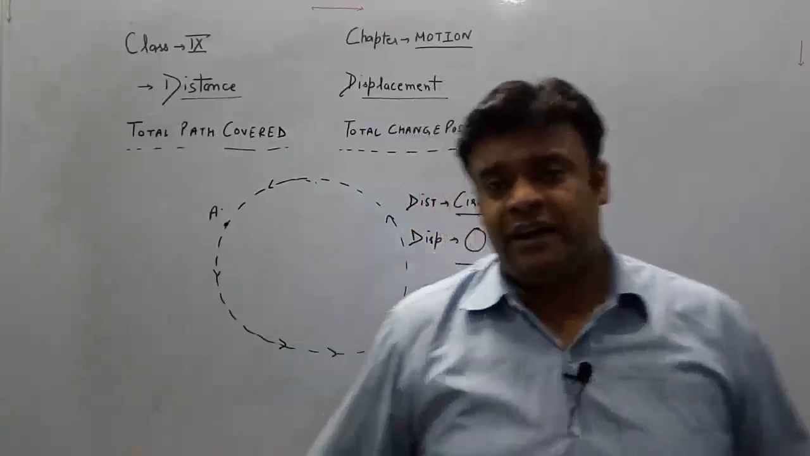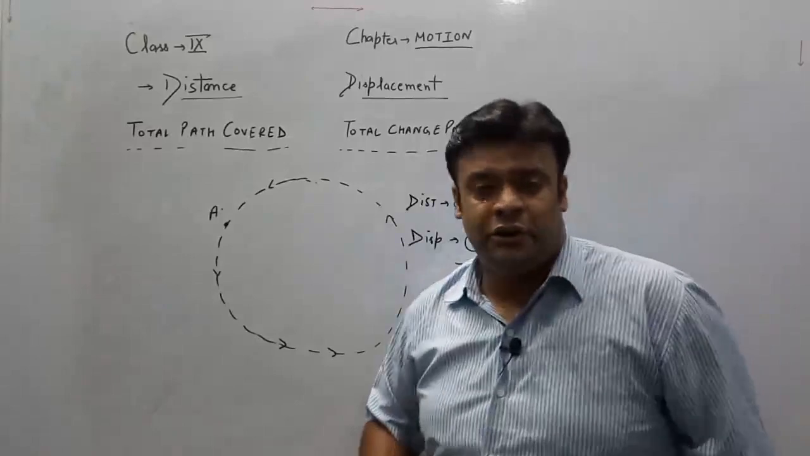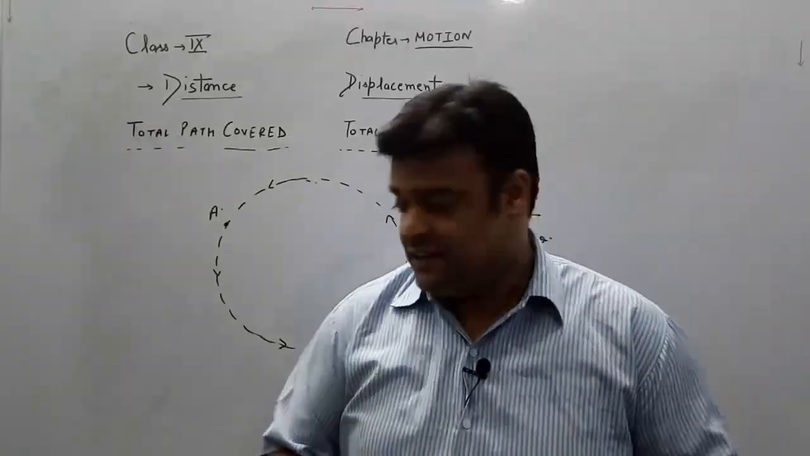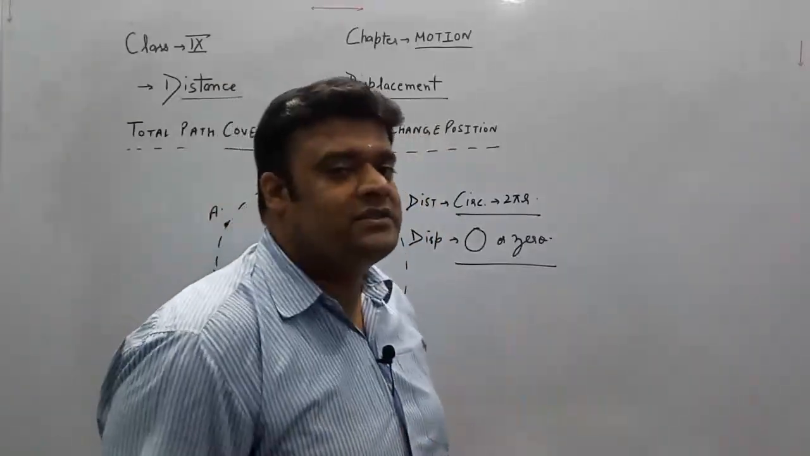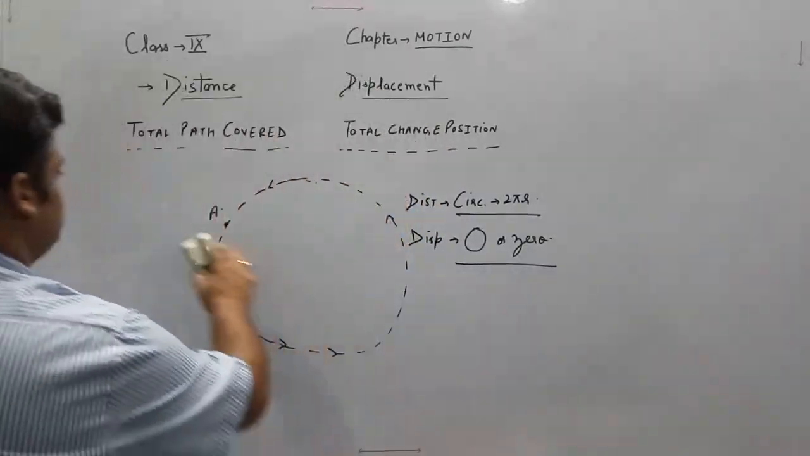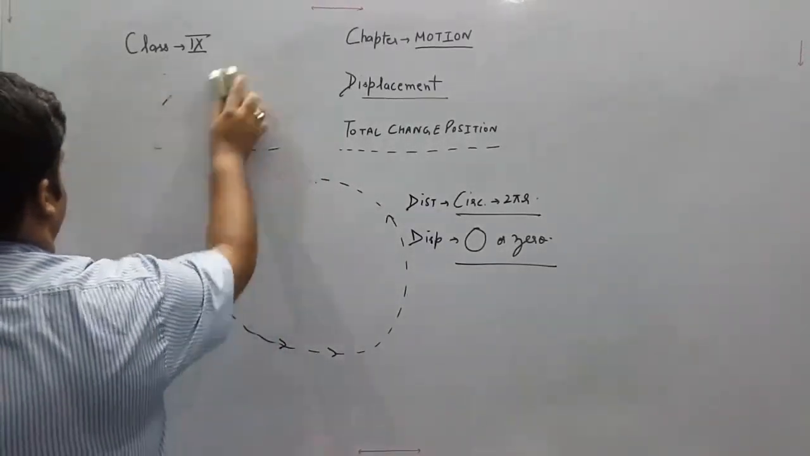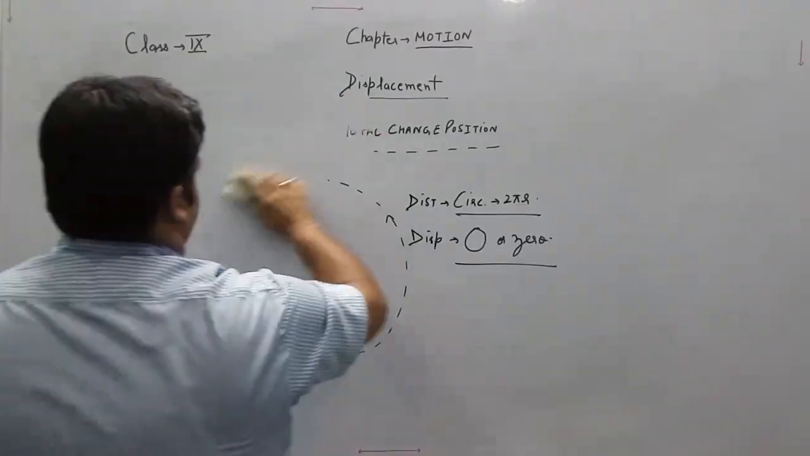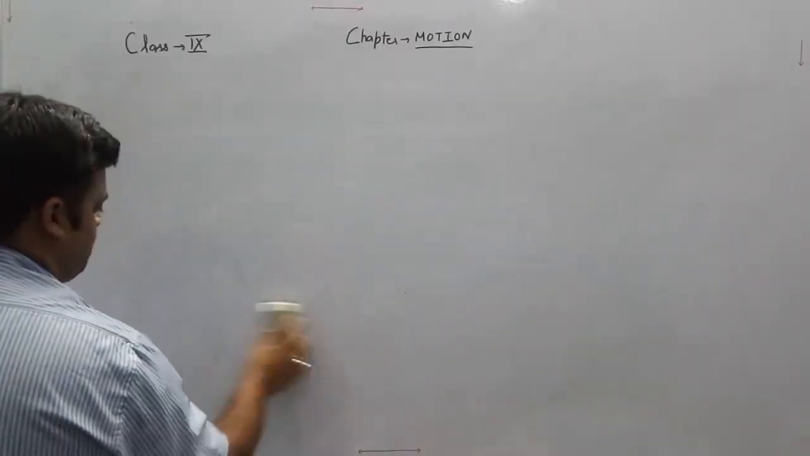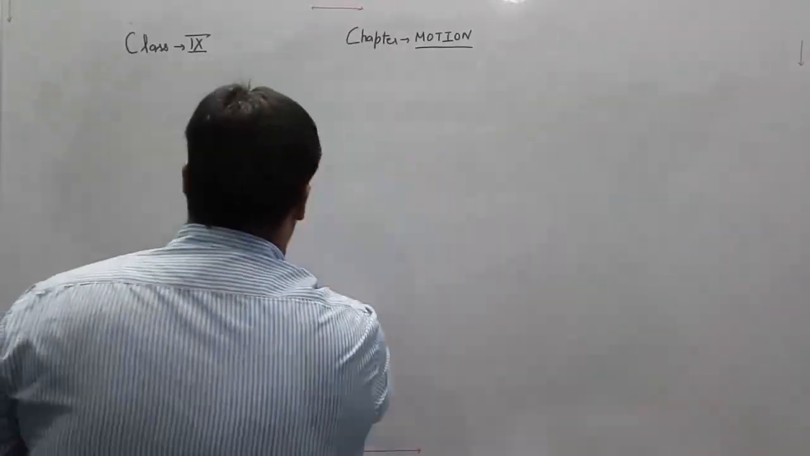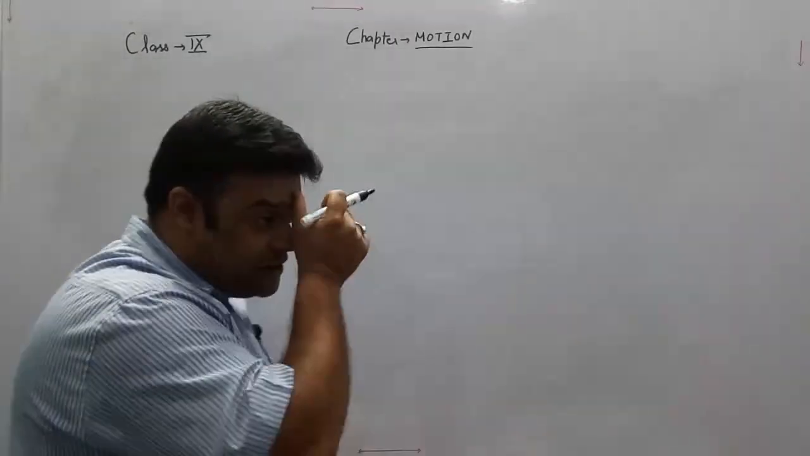We'll take one important numerical on the basis of distance and displacement. This is the most important numerical given in NCERT, in the blue columns, the first question, and it is directly related to distance and displacement. What is given in this numerical? First try to understand this question.